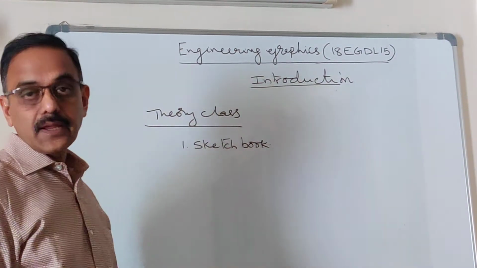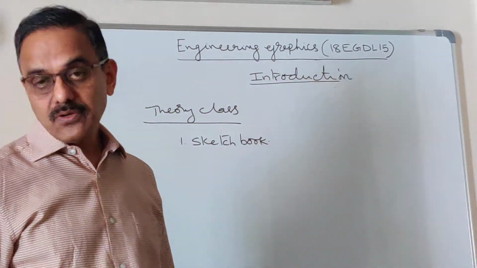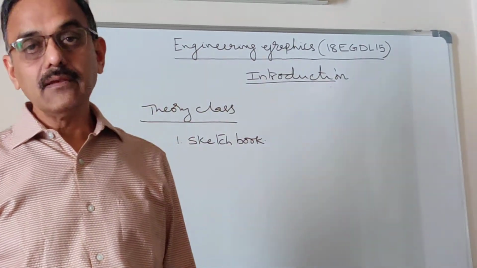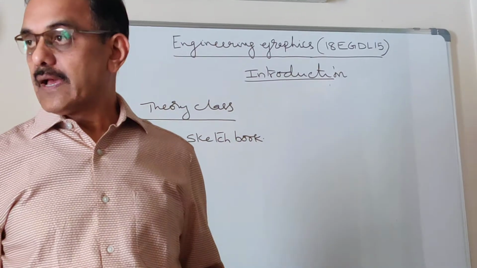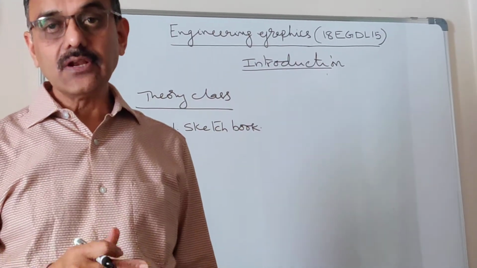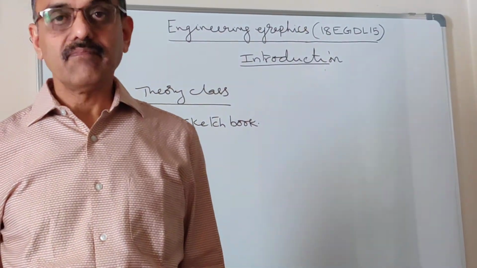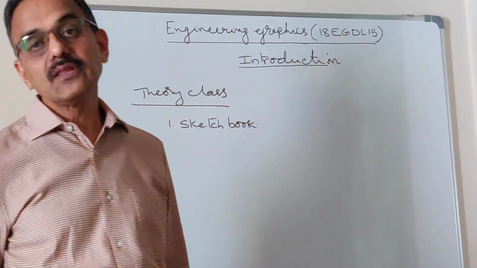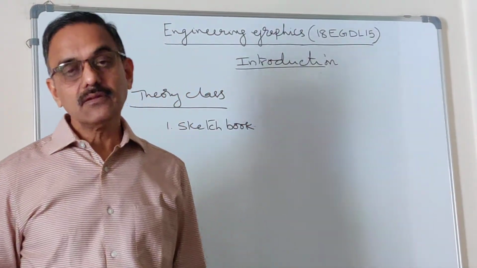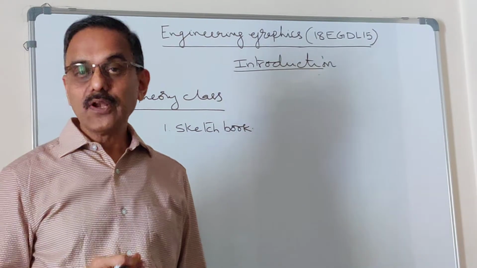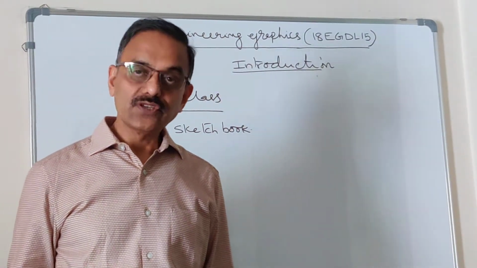So if you ask in the market for an engineering graphics sketchbook, you'll get it. The sketchbook will be like this. On one side you will have a graph sheet, on the other side a plain sheet. Whatever instructions are given in the class, you'll write down on the plain sheet, and the sketching will be done on the graph sheet.